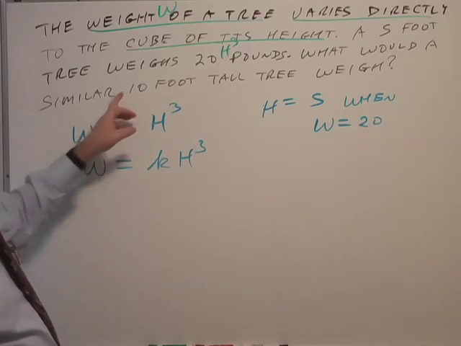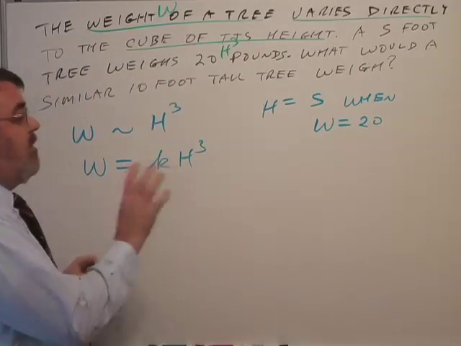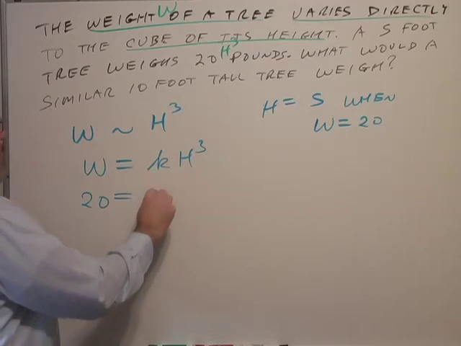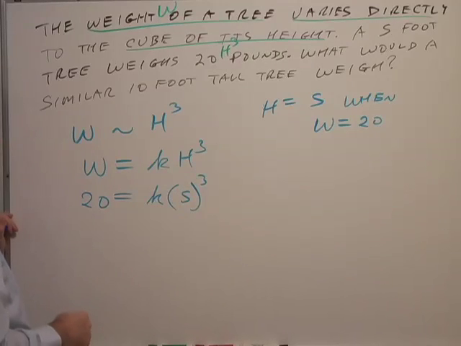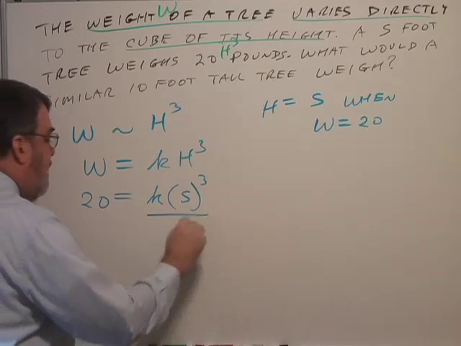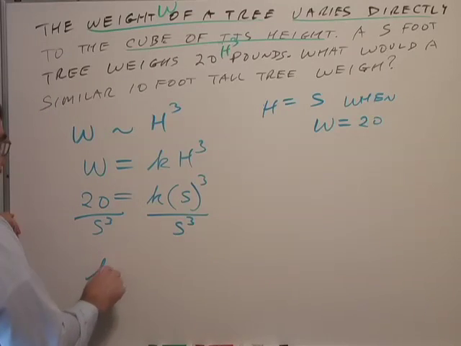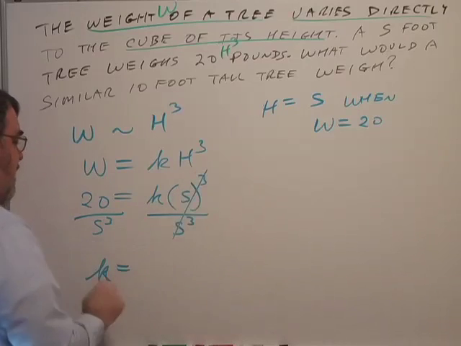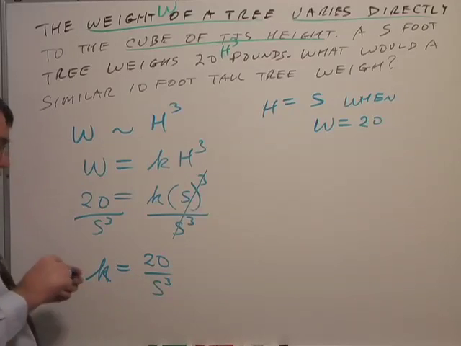All right, so a 5-foot tree weighs 20 pounds. So I'm going to plug these numbers into here. And let's see, 20 goes for W. K is 5 cubed. And so let's solve for K. Now, I would solve by dividing both sides by 5 cubed. So K is, and by the way, this cancels, so K would be 20 over 5 to the third power.